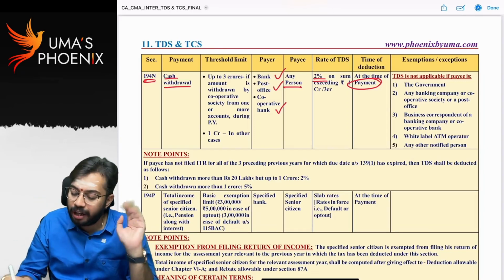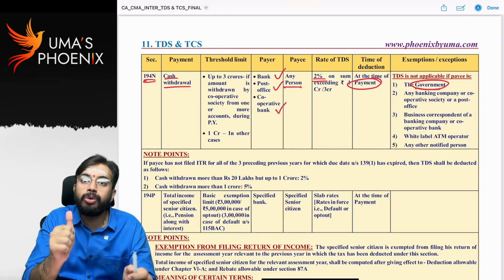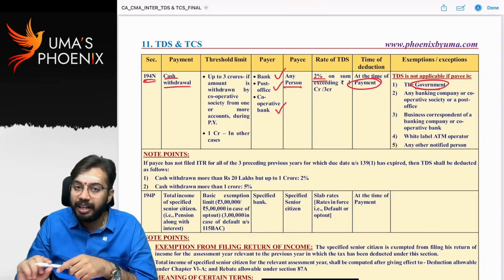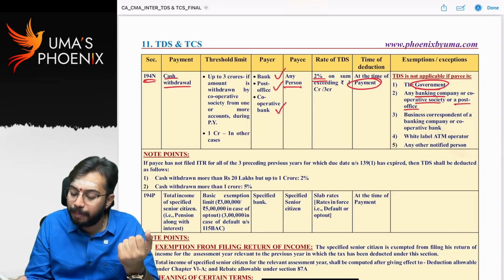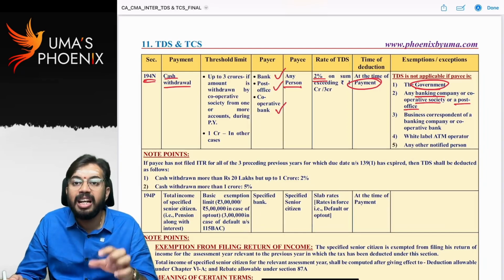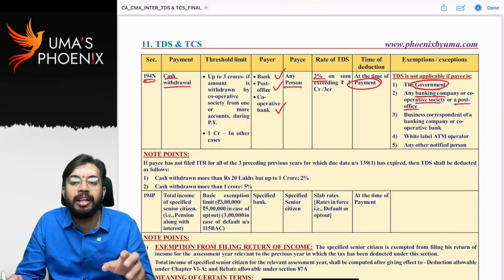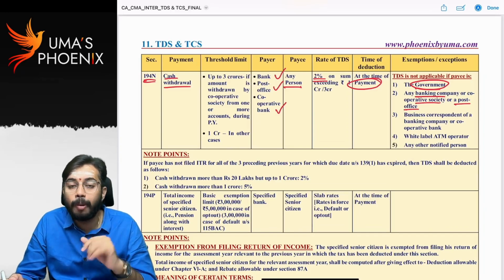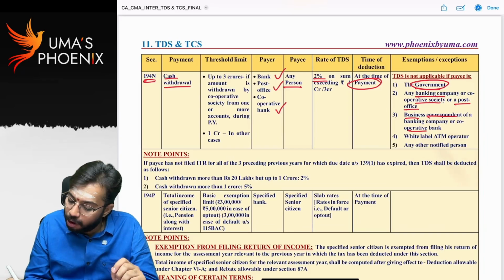Exceptions. TDS is not required to be deducted if the amount is withdrawn by the government. Let's say the government withdrew 80 crore rupees to distribute pension. Government withdrew more than 1 crore rupees, still the bank is not required to deduct TDS. Is it clear? Next, if any amount is withdrawn by a banking company, cooperative society or post office. Let's say HDFC Bank has 10 crores with SBI. HDFC Bank withdrew 10 crores from SBI. On this 10 crores withdrawal, HDFC Bank is not required to deduct TDS. So if the amount is withdrawn by a bank or post office or cooperative bank, no TDS will be deducted. Business correspondent of a banking company or a cooperative bank.